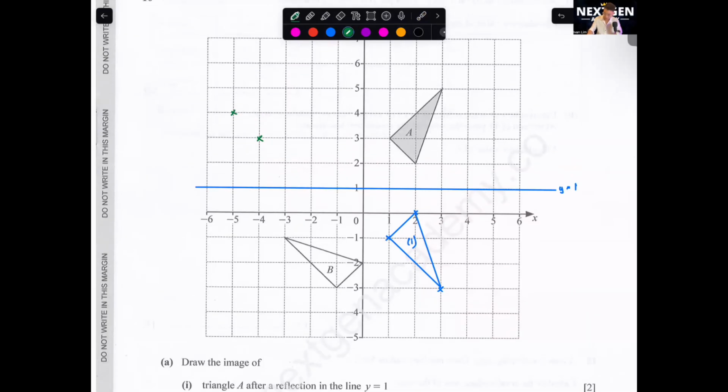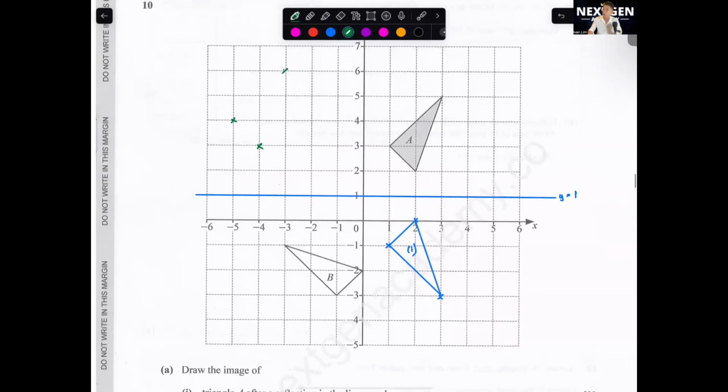You'll get this, and then you'll get this point here. You get the exact same shape and size. This is number 2. I think this is pretty easy. Easy 4 marks for y'all.